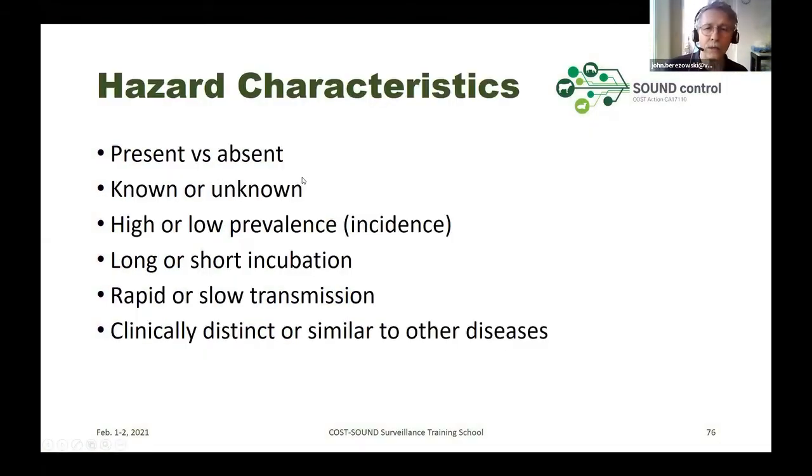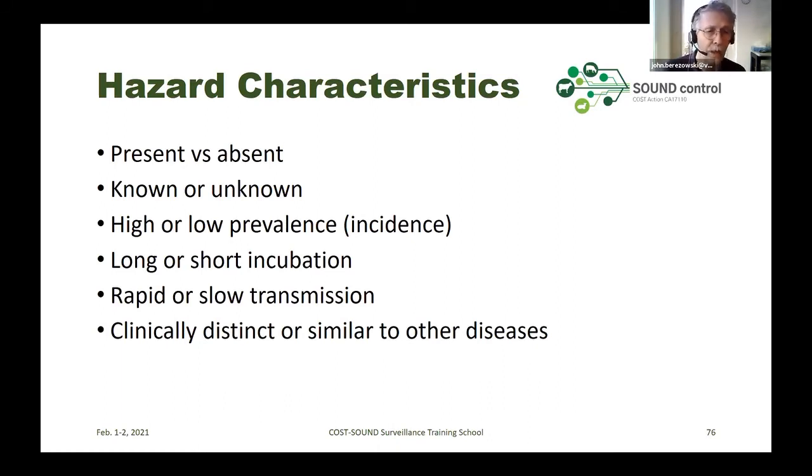So hazard characteristics, what you have to think of when you choose which type of surveillance you use is, obviously, is it present or absent? Is it known or unknown? So we do surveillance for unknown diseases, so emerging previously unseen diseases. Is the prevalence high or is it low? Those will all affect both active and passive surveillance.